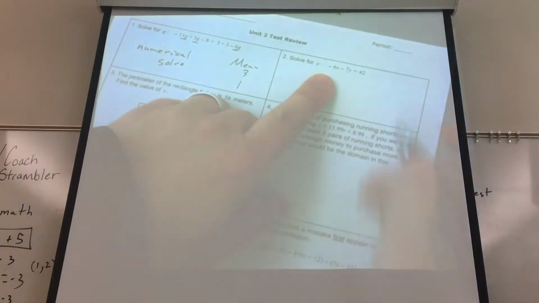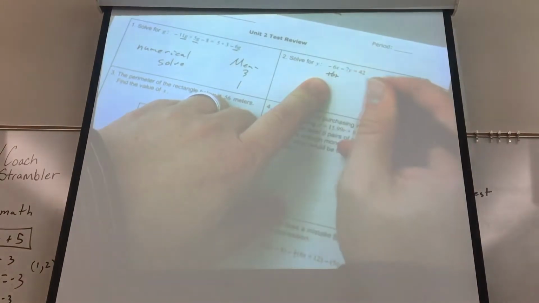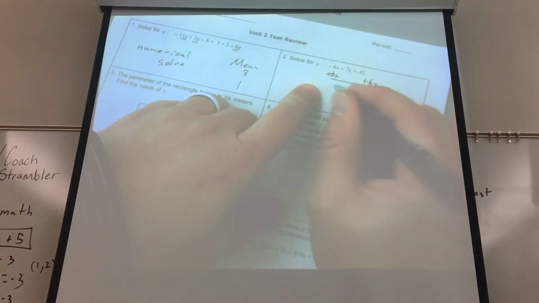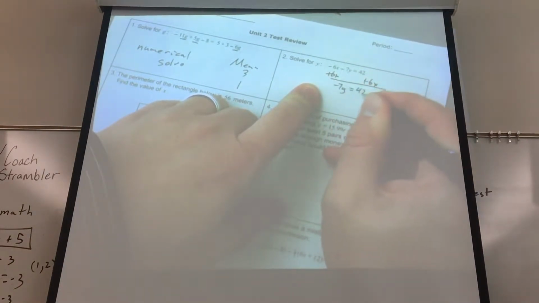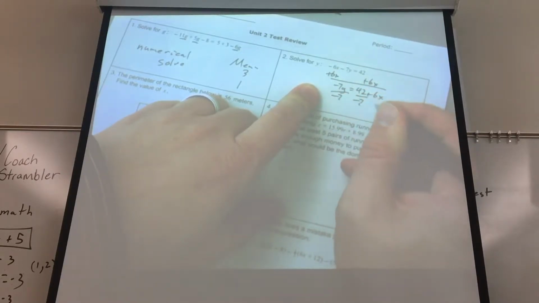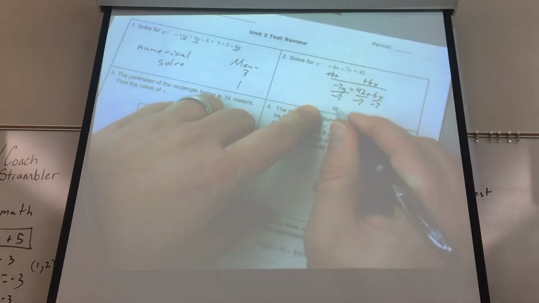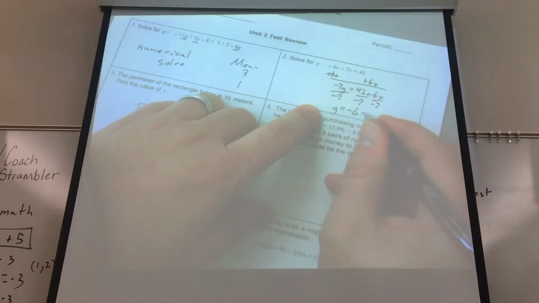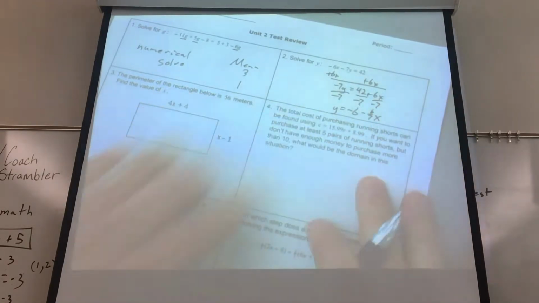On this one, you're solving for y. Add 6x to both sides. They're not like terms. That's negative 7y equals 42 plus 6x. At this point, you divide everything by negative 7, and then y is equal to negative 6 minus 6 over 7x.